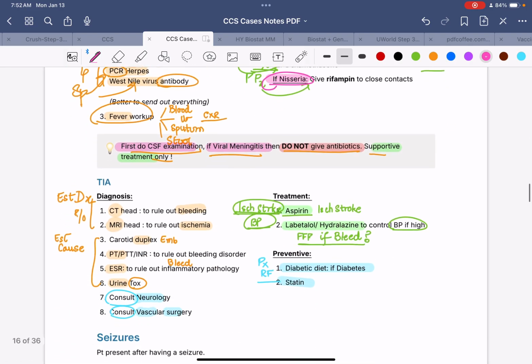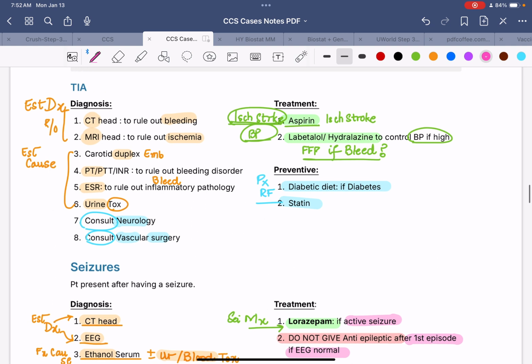close contacts. Okay, TIA. For the diagnosis of TIA, our main goals are to establish the diagnosis and rule out if there is some bleeding or ischemia that actually happened, for which we are going to do a CT of the head and MRI of the head. CT will help us rule out the bleed, so it's without contrast, and MRI will help us to rule out the ischemia. Then we are going to establish the cause. What was the thing that caused this TIA?